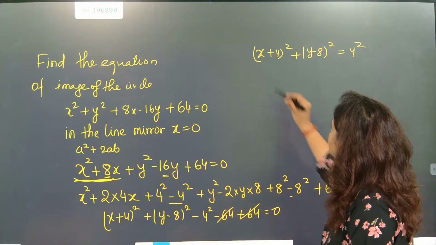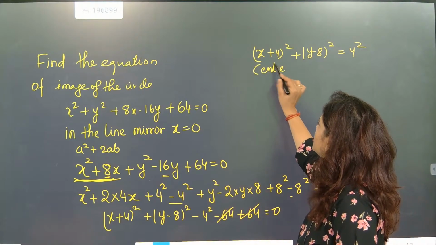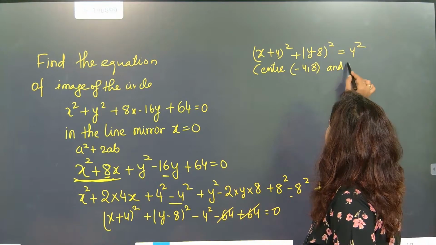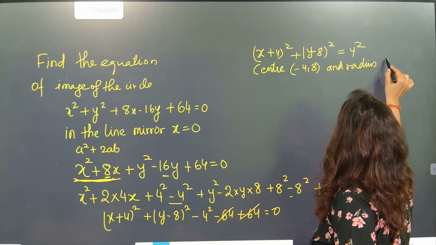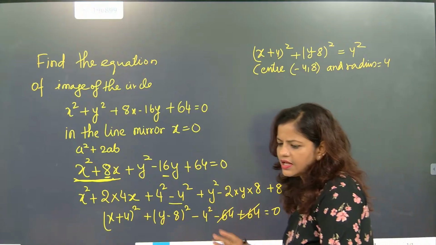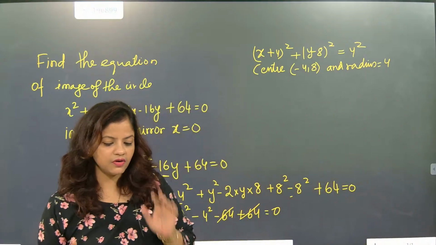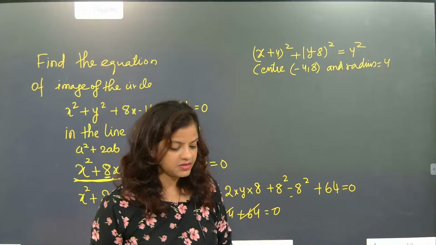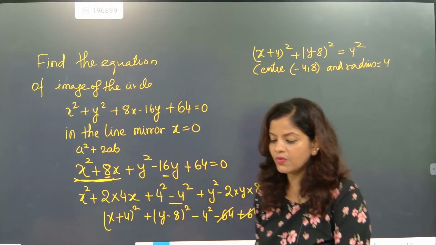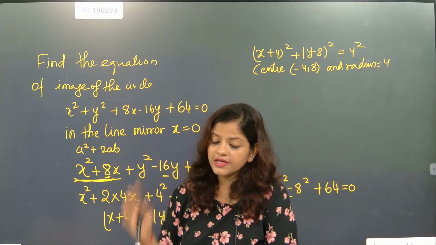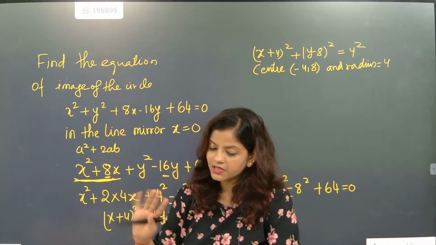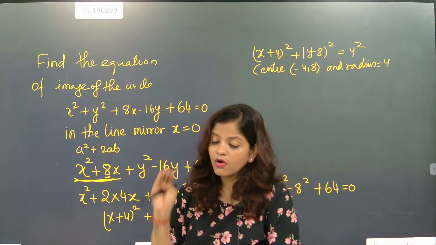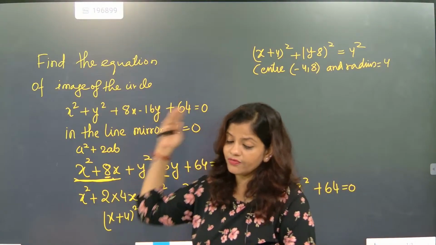So definitely that means the center will be where? The center of the original circle is minus 4 comma 8 and the radius is 4. So till here, finding it by this method is not at all rocket science, very simple work we have done. But what they are telling us in the question is not this. Finding the center and radius of the original circle is not the target for us. We need to find the equation of the circle which is the image of this circle.